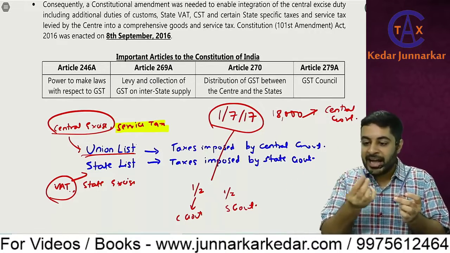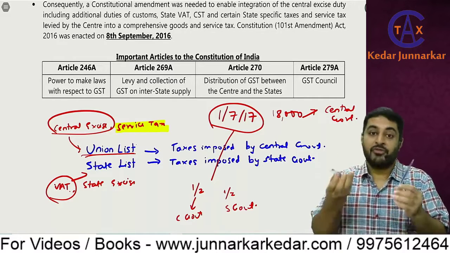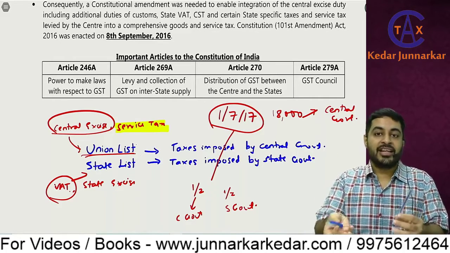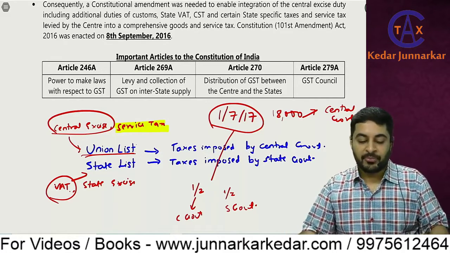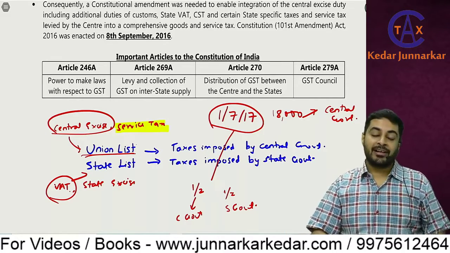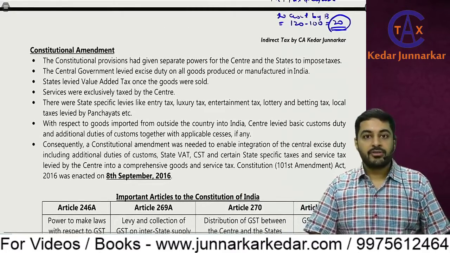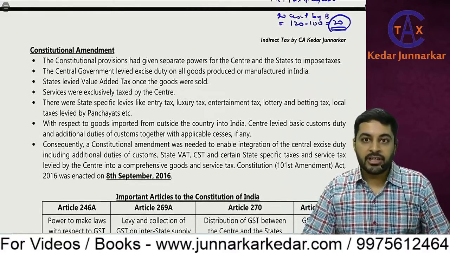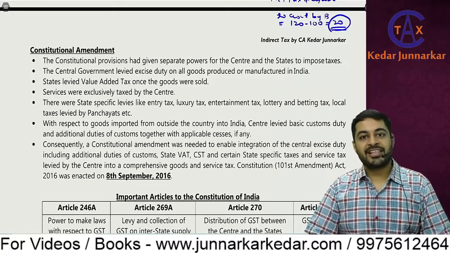So this half going to the state government is not allowed by the constitution, but we want to charge that tax. So for that we have to change the constitution. That's why the Constitution Amendment Act was passed. Let's check the constitutional amendment. The constitutional provisions had given separate powers to the center and states to impose taxes.